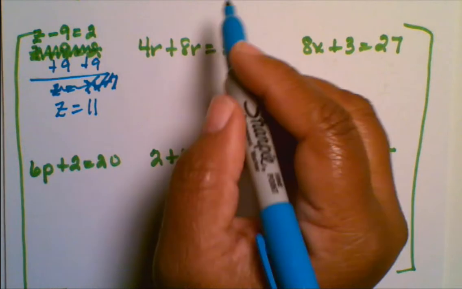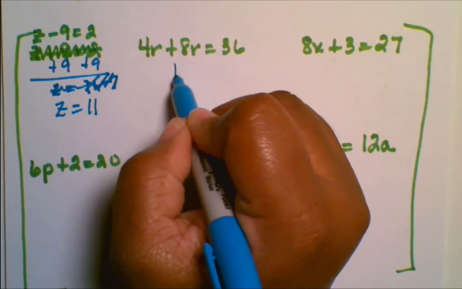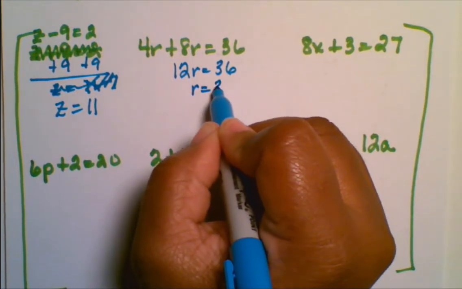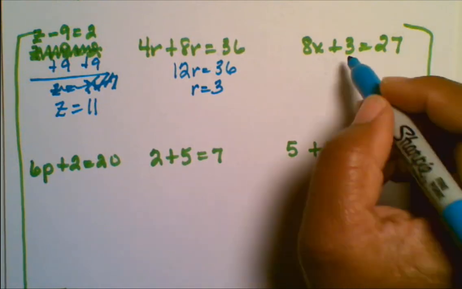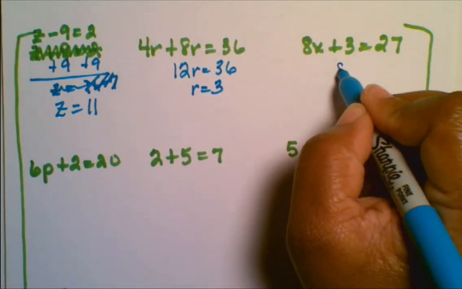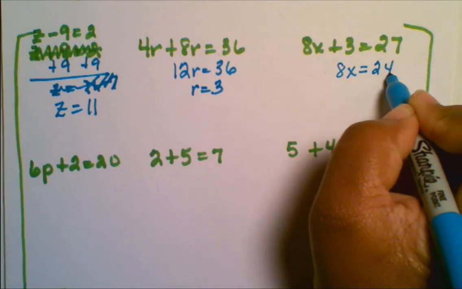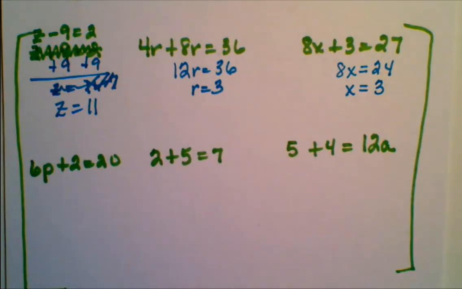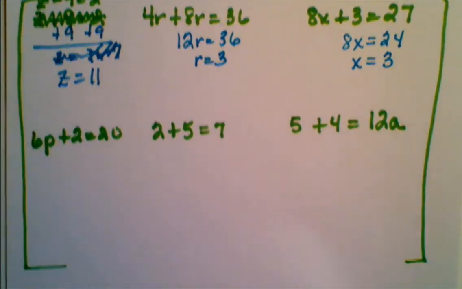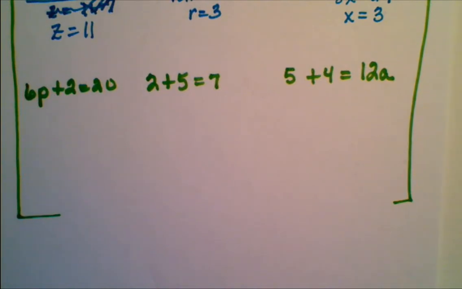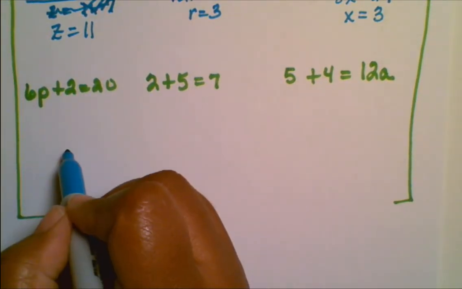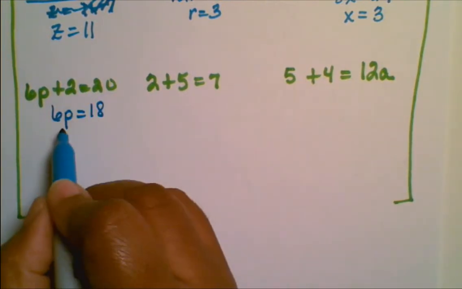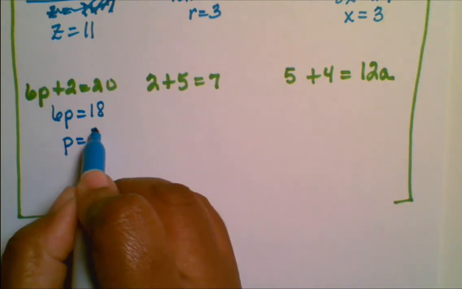First row, second column, 4R plus 8R, we have 12R is equal to 36. Divide by 12, we have R is equal to 3. Second equation, we're going to subtract 3 from both sides. We have 8x is equal to 24. And then divide by 8, we have x is equal to 3. Second row, first column, we're going to subtract 2 from both sides. So we have 6p is equal to 18. Then divide by 6, we have p is equal to 3.